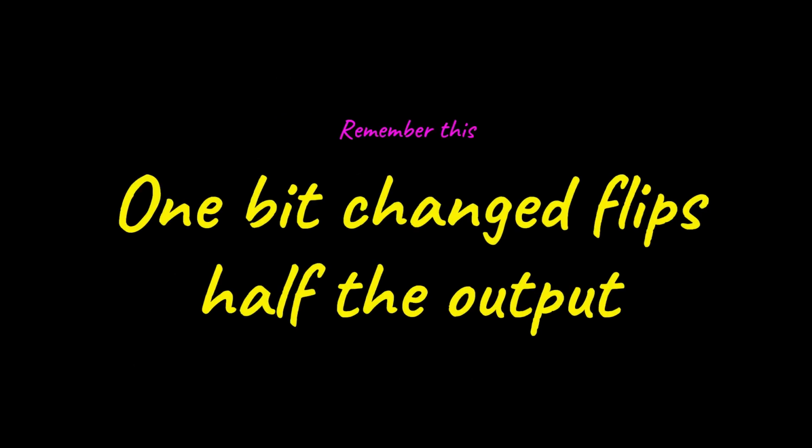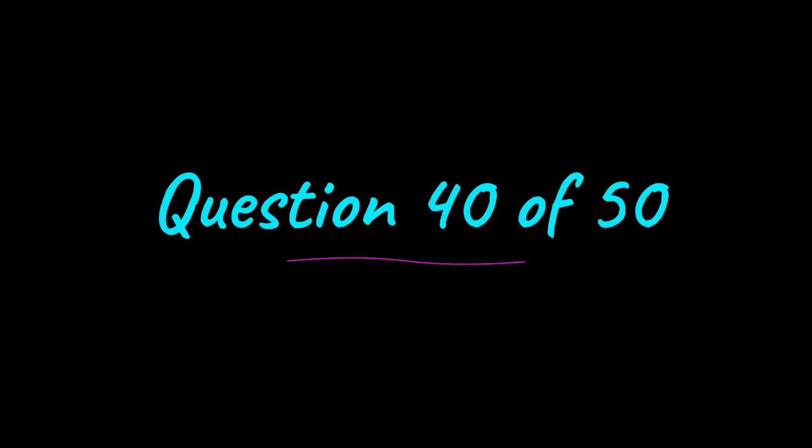The avalanche effect means a one-bit change in the input flips about half the output bits, the practical expression of good diffusion, and one of the clearest signs of a well-designed cryptographic transformation.